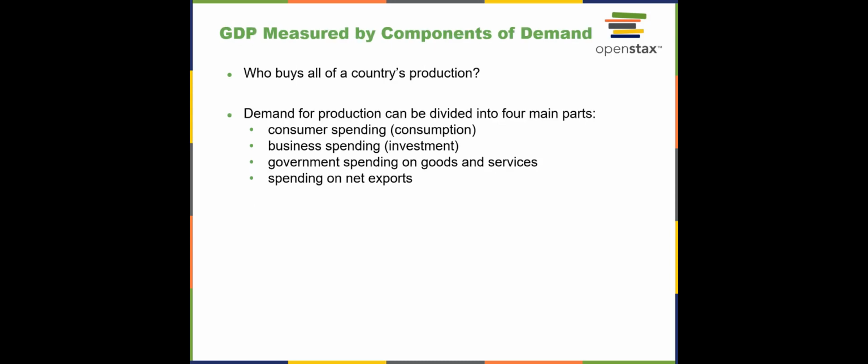So who buys all of a country's production? Demand for production can be divided into four categories: consumer spending, where households buy every month and spend their money; business spending, where businesses also purchase equipment and tools in order to produce more; government spending on goods and services; and spending on net exports. Net exports is exports minus imports. Exports are the goods that we produce and foreigners buy. Imports are the goods that foreigners produce but we buy.